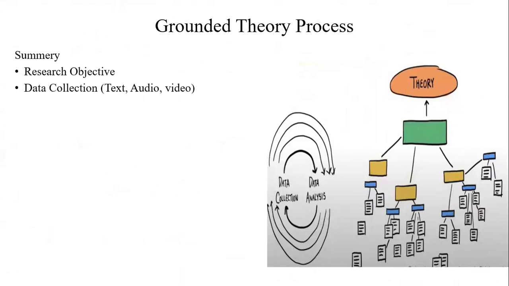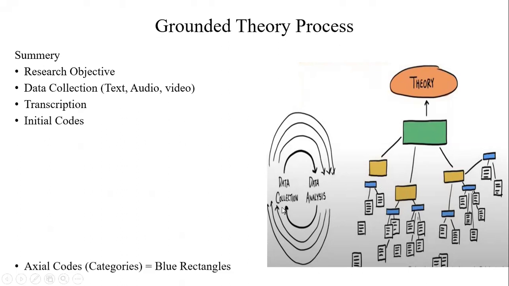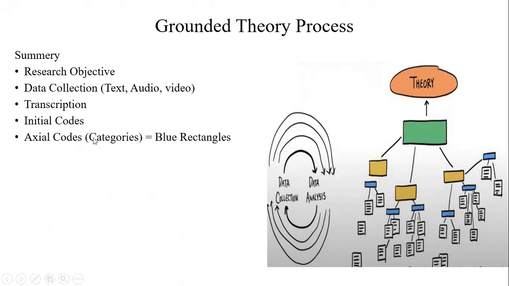So first you have a research objective, then you collect the data in text, audio, or video format. Then you transcribe that data. Then from the transcription, you basically consider the initial codes or line by line codes. After doing the initial codes, you categorize the codes. Like you see here, the blue rectangles indicate that some of the initial codes are relevant to some categories. There might be some codes which are relevant to specific categories. So you categorize those codes, which is known as axial coding. So the blue rectangles here are axial codes.